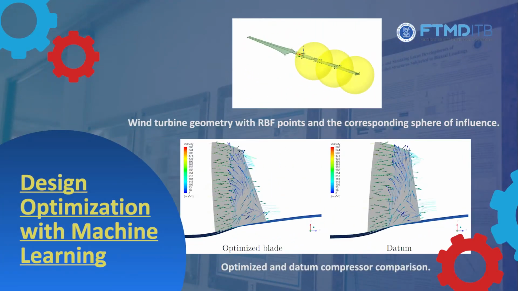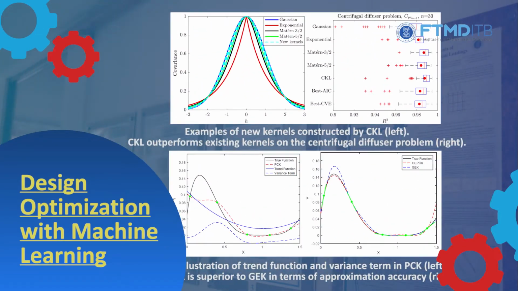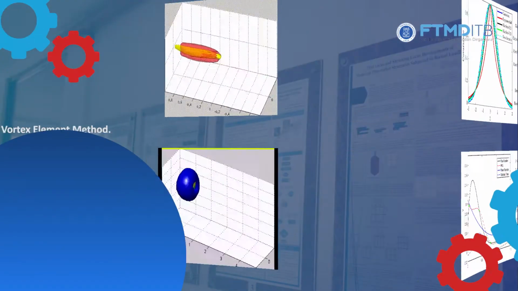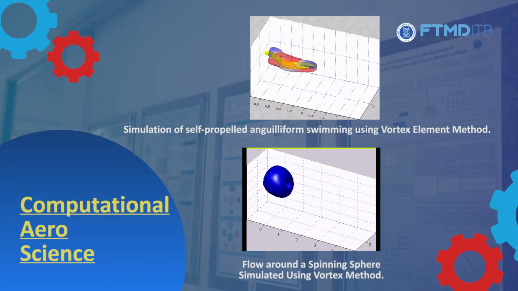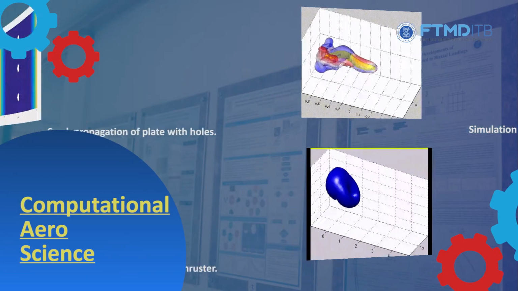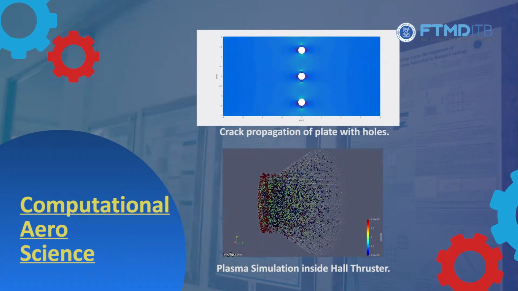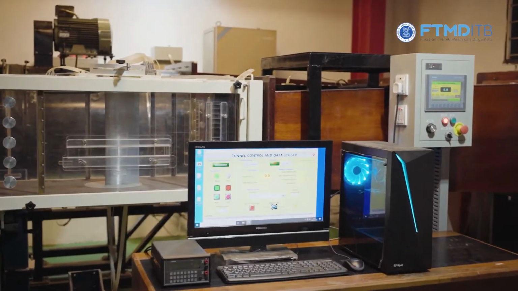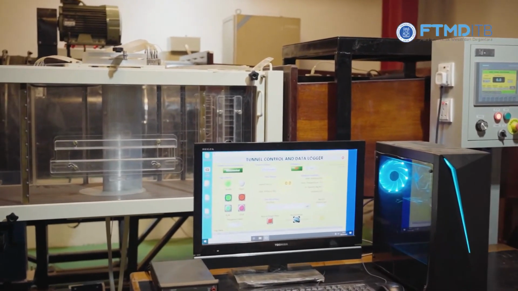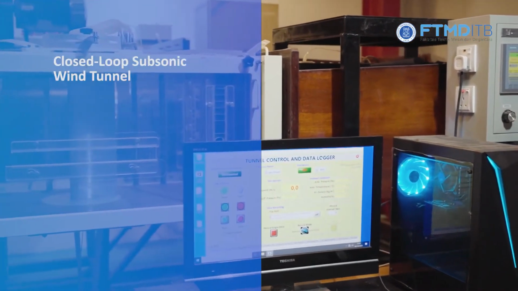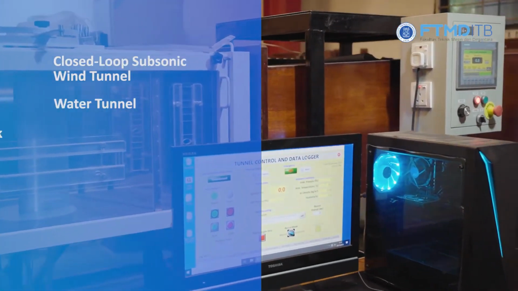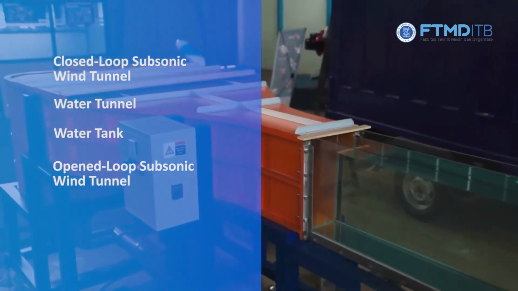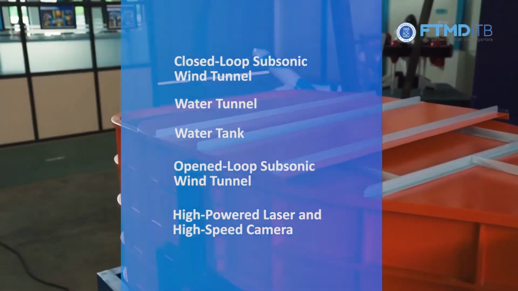This research deals with design optimization and exploration of engineering problems using machine learning and statistical learning algorithms. In the field of computational aeroscience, the research lies at the intersection of fluid mechanics and solid mechanics to obtain a mathematical model for a complex system and to develop a numerical method for the solution of a model. This lab has some equipment and tools such as closed-loop subsonic wind tunnel, water tank, open-loop subsonic wind tunnel, high-powered laser, and high-speed camera.